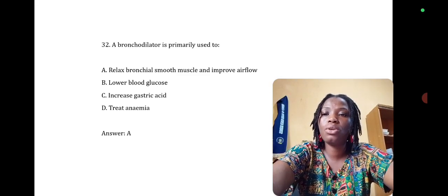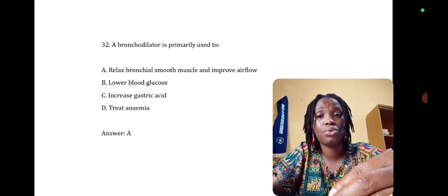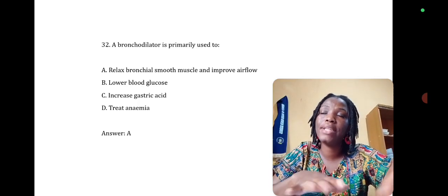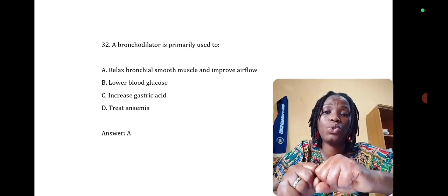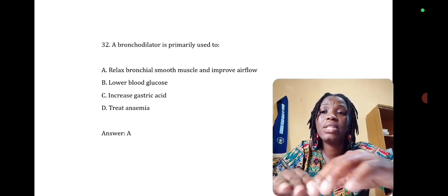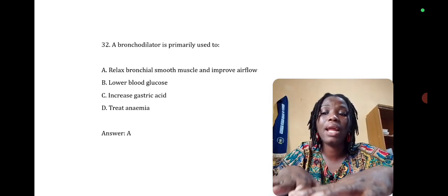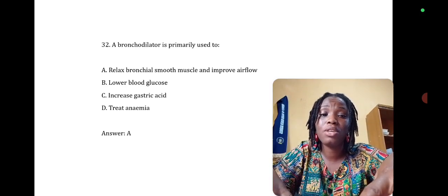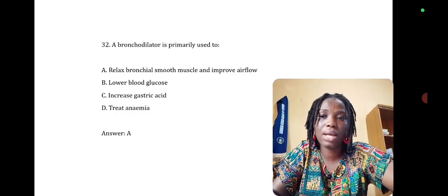A bronchodilator is primarily used to do what? From the word bronchi, bronchioles. Anything they call a dilator means to dilate, to relax. Constrictor means to constrict. So a bronchodilator is anything that will relax the bronchioles, all those air spaces in your lungs. When they are relaxed, you are able to take in more oxygen and take out carbon dioxide.